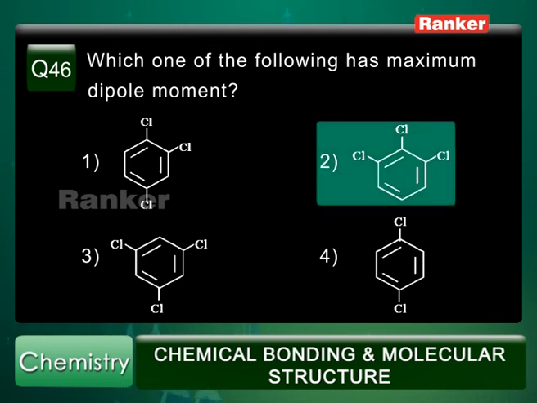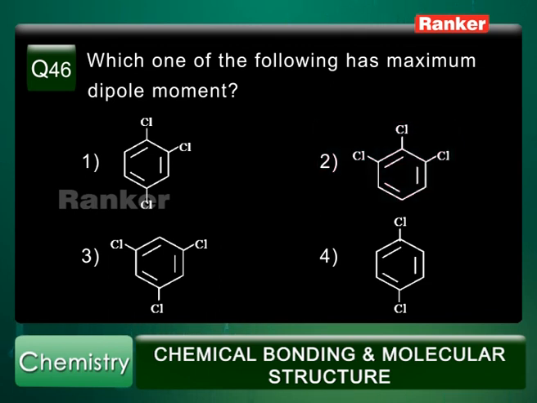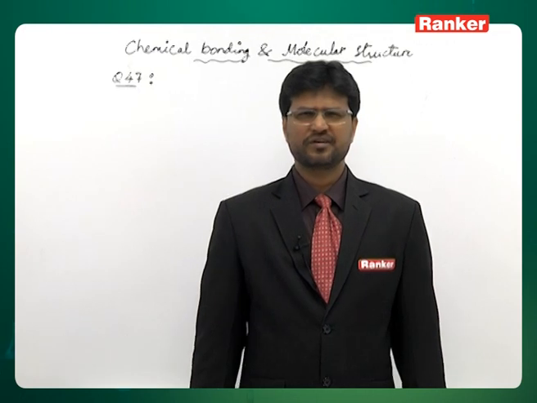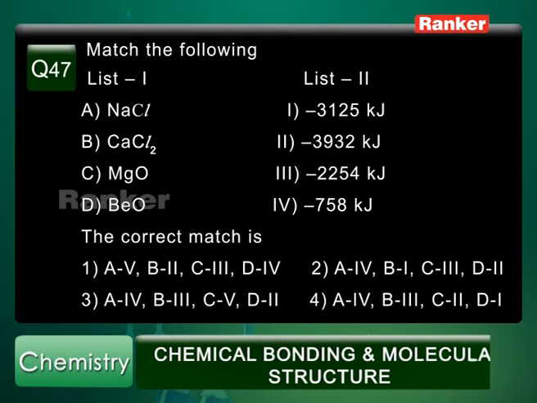Here the 2 chlorines, unlike this case, the 2 chlorines here cancel out each other, whereas there will be effect of all the 3 chlorines towards polarity of the molecule. So, correct answer is second option. Question number 47. Here 2 lists are given. In the list 1 we have ionic compounds, and in the list 2 there are values of lattice energies. We need to match a particular compound with appropriate value of its lattice energy.